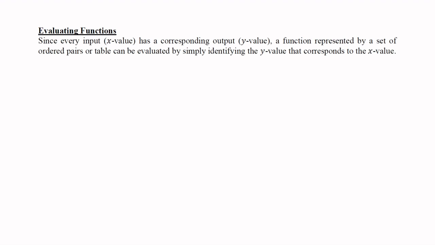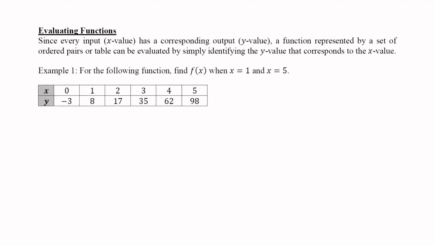So now let's talk about evaluating functions. Since every input has a corresponding output, a function represented by a set of ordered pairs or table can be evaluated by simply identifying the y value that corresponds to the x value. So in a table, it's fairly simple. If we want to find f of x when x equals 1, we'd find 1 on our table as our x value and find the y value that goes with it, and that would be 8. For x equals 5, the y value that goes with it is 98, so f of 5 is 98.